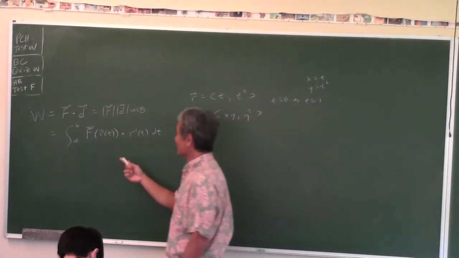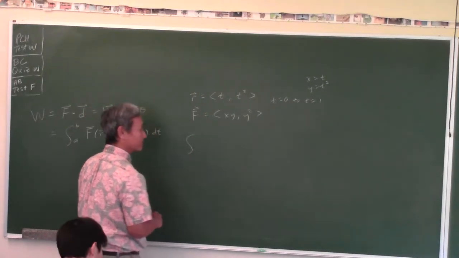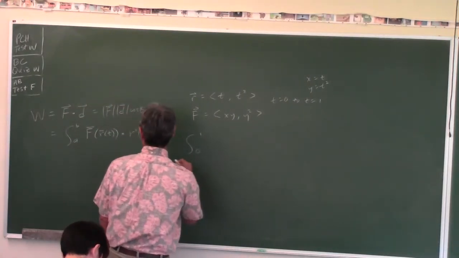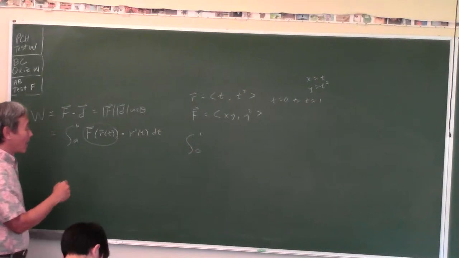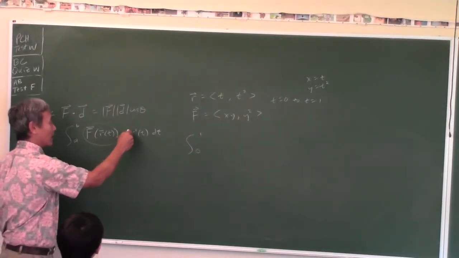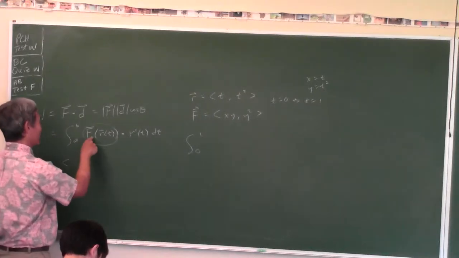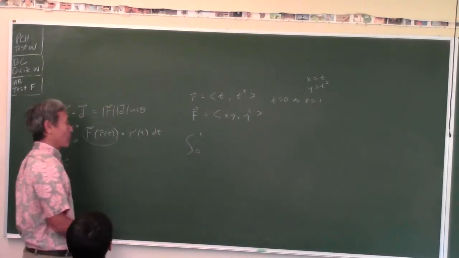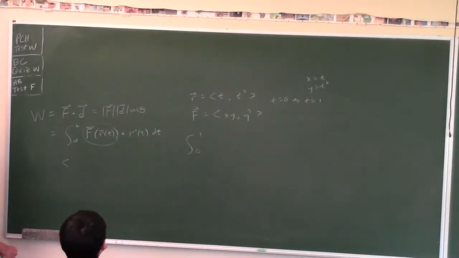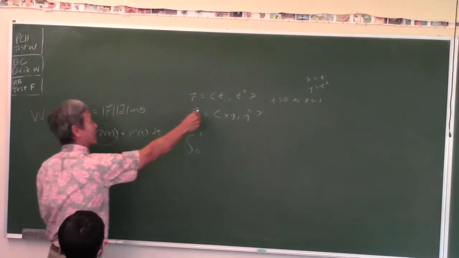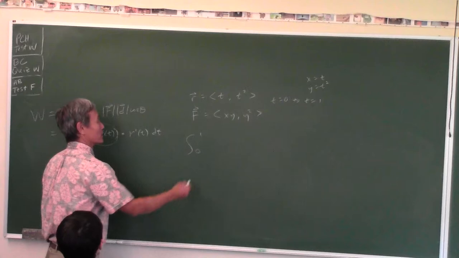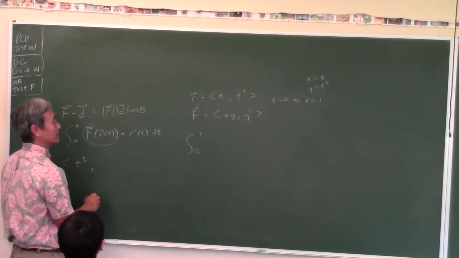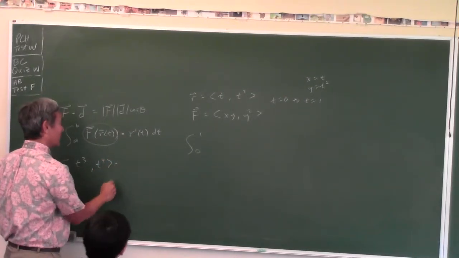All you have to do is this integral. What are the limits of this integral? 0 to 1, because we're doing it in terms of t. Now we have to compute f of r of t dot r prime of t. Let's compute this first. What is f of r of t? What happens when you take r and plug it into the force function? Remember, this is like saying x equals t and y equals t squared. So what is xy? t cubed. And y squared? t to the 4.